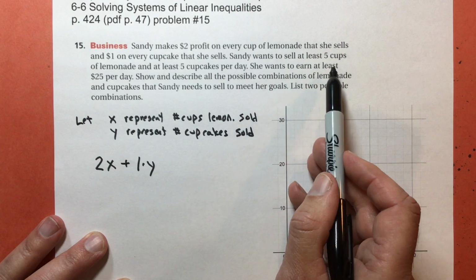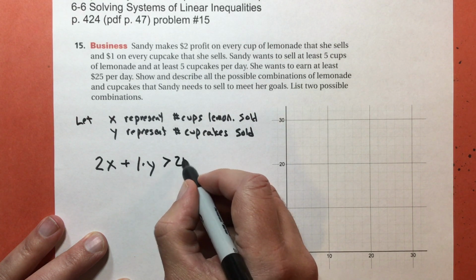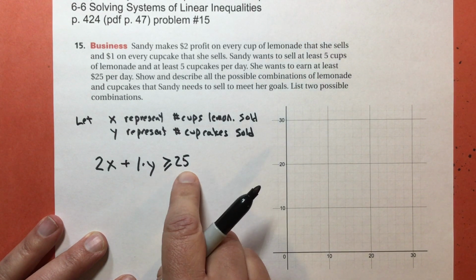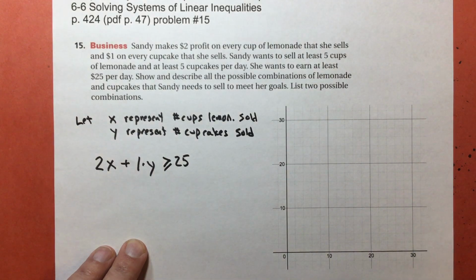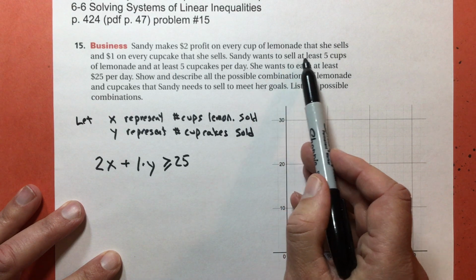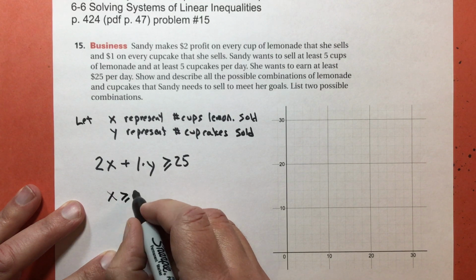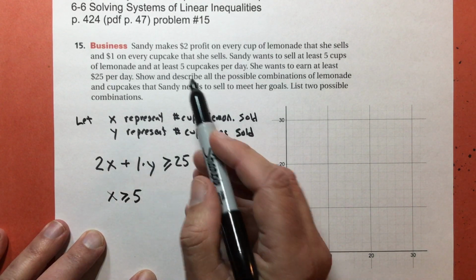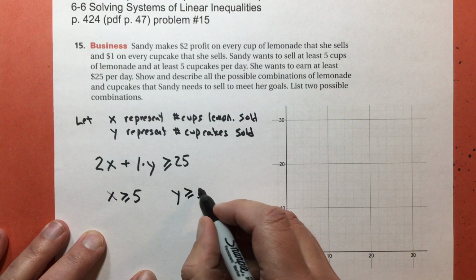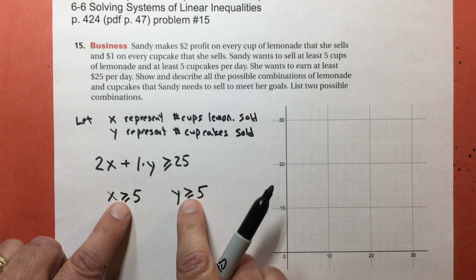And it says she wants to earn at least $25 per day. So I want it to be more than 25, or not me, Sandy, but Sandy will also be okay if it's actually equal to 25, but not less than 25. If she makes less than 25, she had a bad day. Now, we got some other information. She wants to sell at least 5 cups of lemonade. The number of cups of lemonade has to be more than or equal to 5. She wants to sell at least 5 cupcakes. So the number of cupcakes also has to be greater than or equal to 5. So she'll take 5 of both, but she would want more.